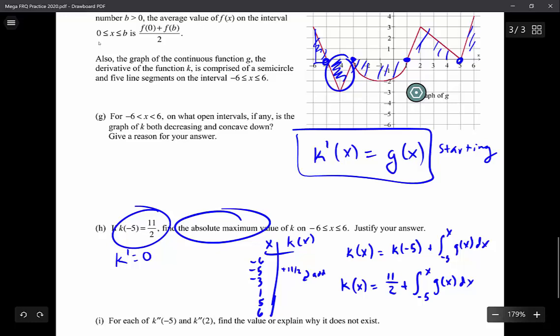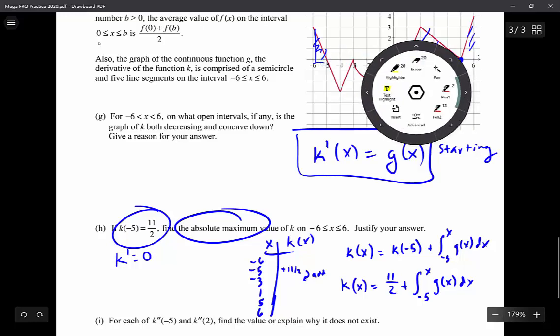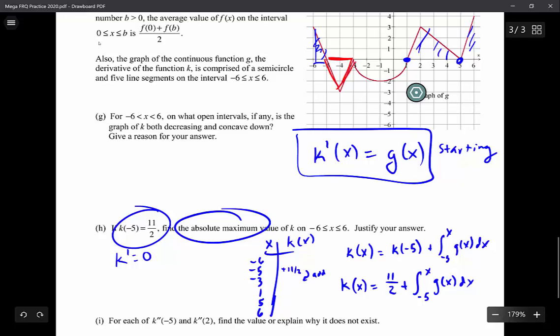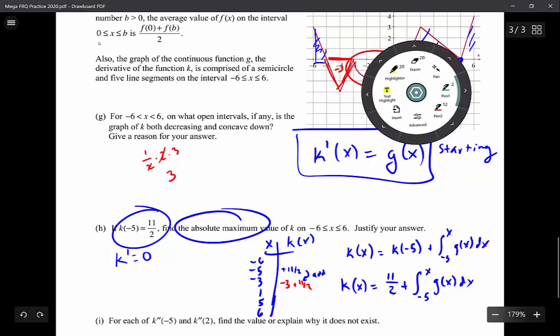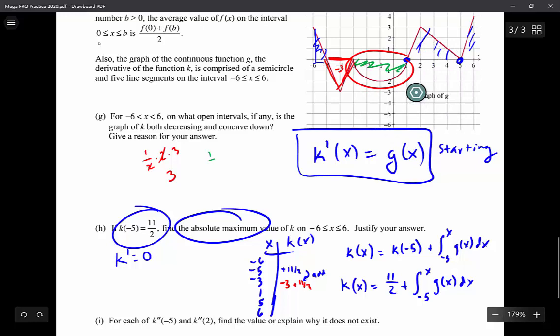So I'll do negative 3 and 1 for us. Essentially, the triangle up here. This area here, 1 half times 2 times 3 is 3. It's negative because it's below the axis. So this one's just going to become negative 3 plus 11 halves. Then for this next section, this is a semicircle. I'll pick a new color. Radius is 2, so 1 half pi times 2 squared becomes 2 pi. We're going to just add that to the above answer, negative 3 plus 11 halves. Now minus 2 pi because it was below the axis.